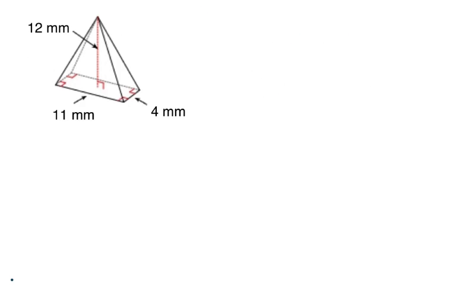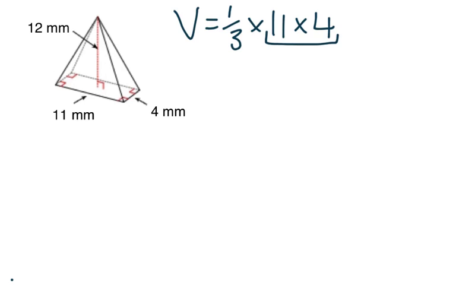The next one, if we have a look, is very similar to the first. However, we're now looking at a rectangular based pyramid. So same sort of situation, but we know that for the area of the base, we still just do length times width this time. So we would have volume is equal to 1/3 times 11 times 4, because this part here is the area of the base, and then we multiply it by the height.